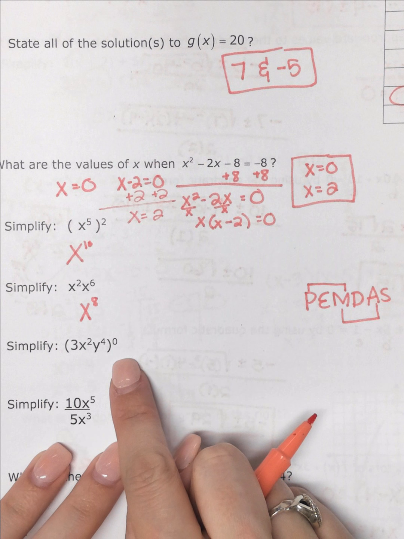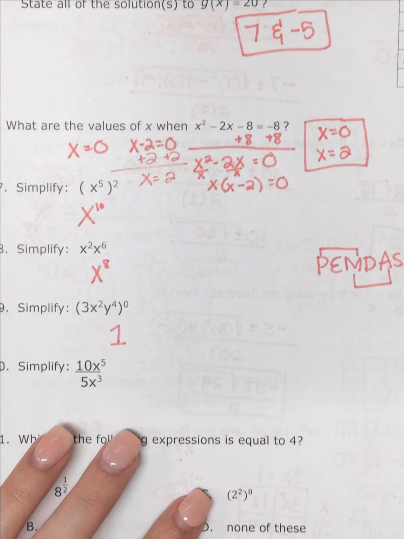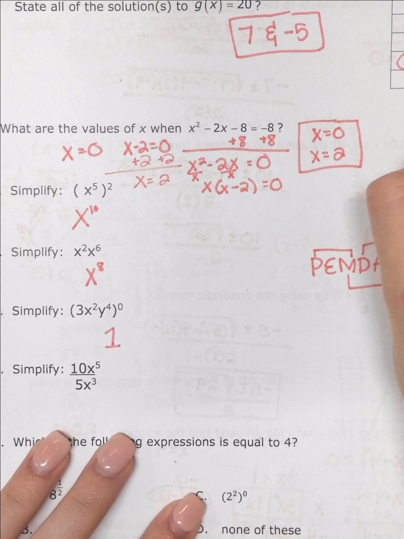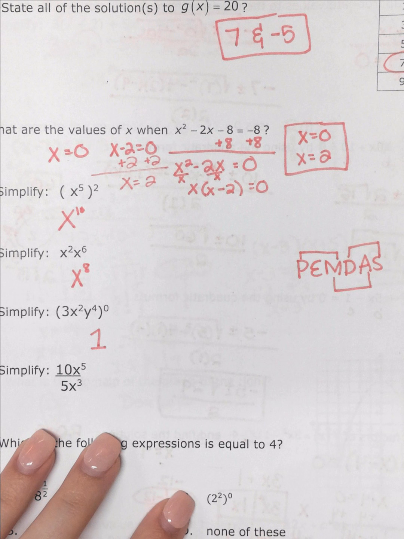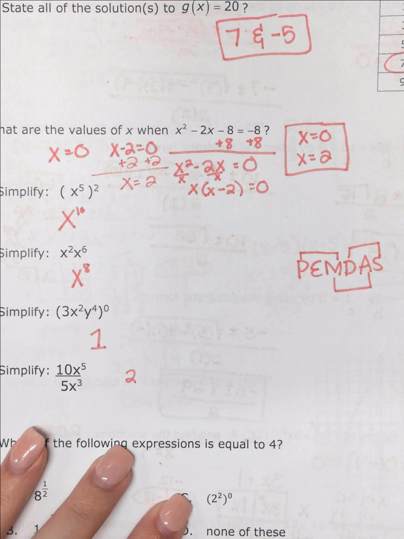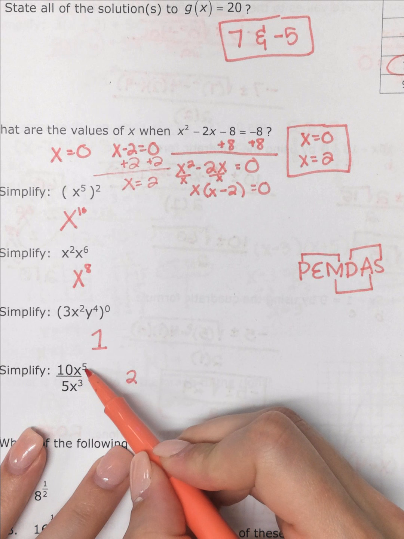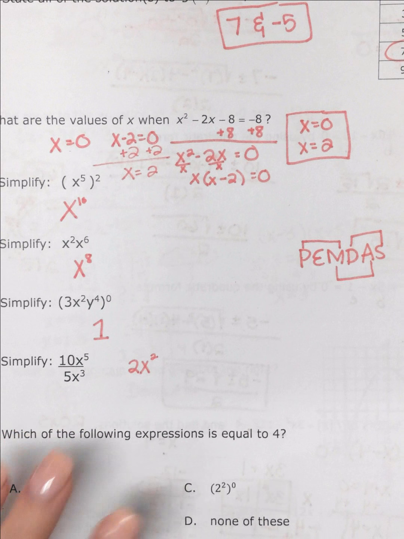Anything to the 0 power equals 1. That's just one of our rules. When you divide, you subtract the exponents. Notice I say the exponents. 10 divided by 5 is just 2. And if I subtract the exponents, 5 minus 3 gives me x squared.